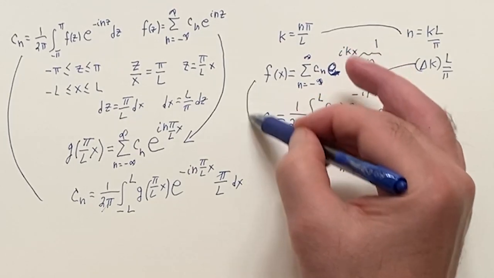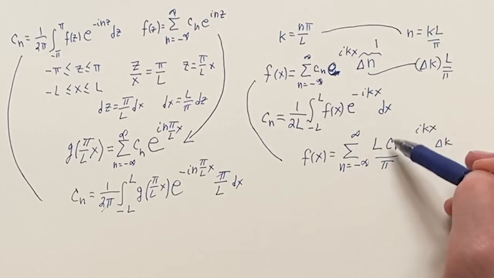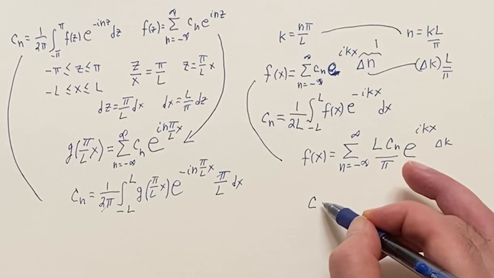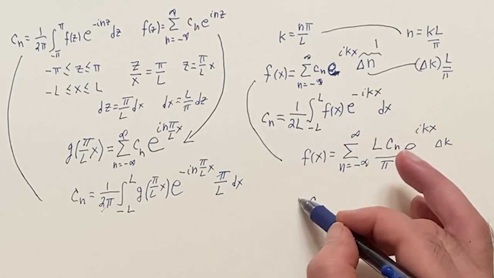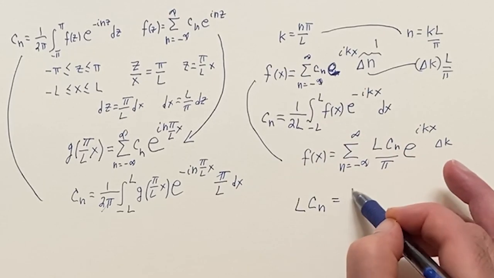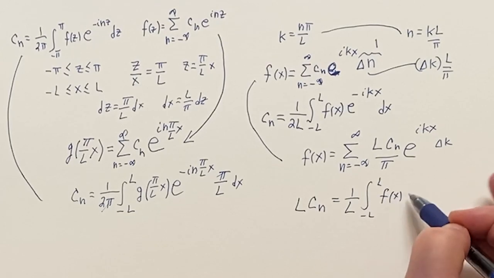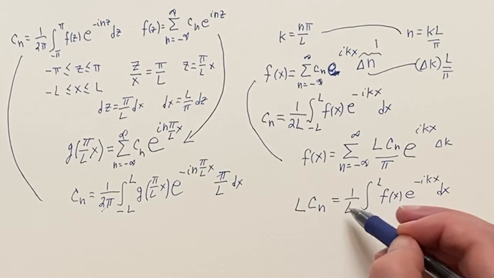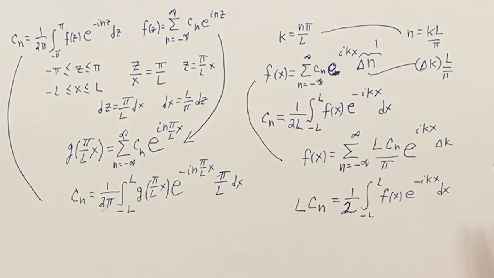All right, that's what we're going to get from this one here, because the L over pi and the Cn is there. Everything looks good. Then this lower one, Cn, I go ahead and put the L over on the left there, is 1 over L, minus L to plus L, F of x, e to the minus ikx, dx. Okay, so the L went over to the other side, so what I have here is a 2. All right, the L went over to the left.